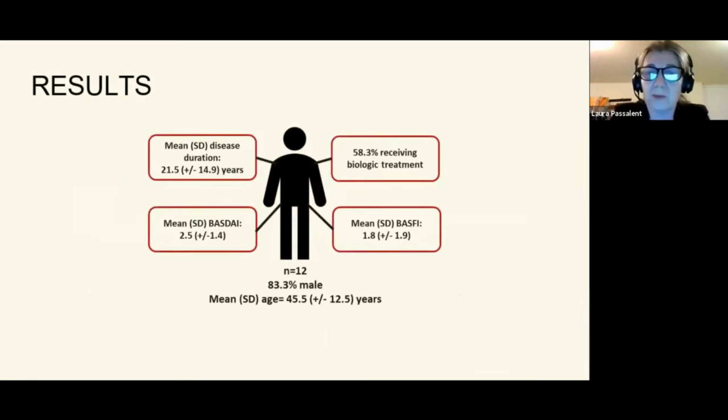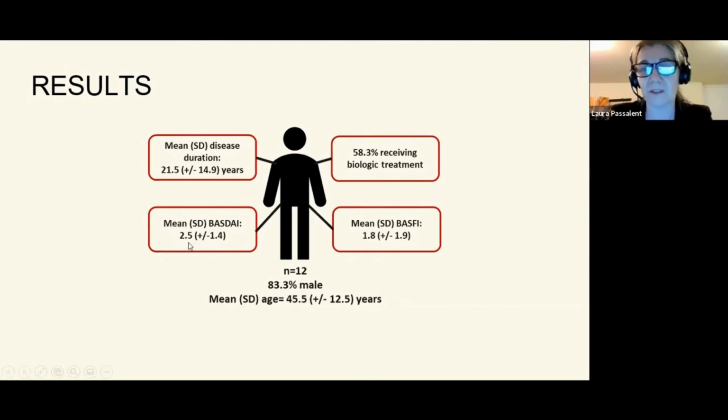So in terms of the results of this study, we interviewed a total of 12 people with AxSpA, and the vast majority were male. So about 83% were male. Mean age 45 years, and a mean duration of just over 20 years. So these were experts in their diagnosis, so long-standing disease duration. Just over half were receiving biologic treatment, and they had good disease activity, so good control over their disease activity as measured by the BASDAI.